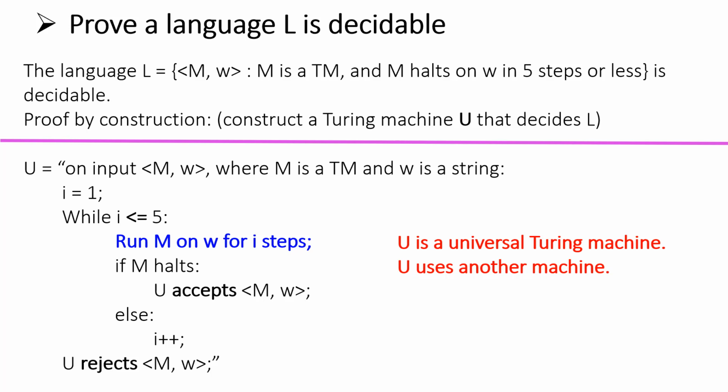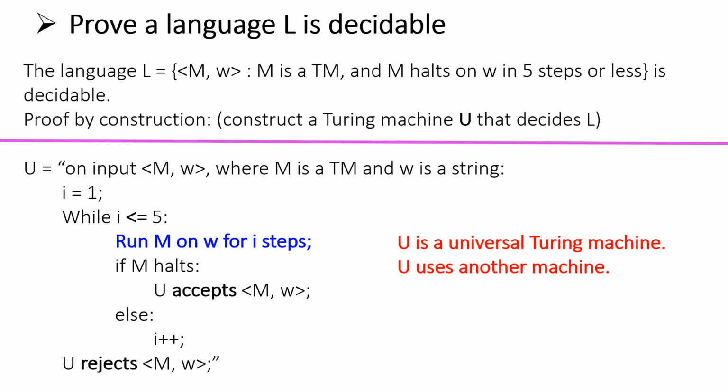Alright, back to our language, L. This is how I construct U, and you should use similar format in your homeworks if you are asked to construct a Turing machine, although the details will differ. First, I specify the input to U, which is MW, because a member string in L has this format. Then in the body, I give the details.